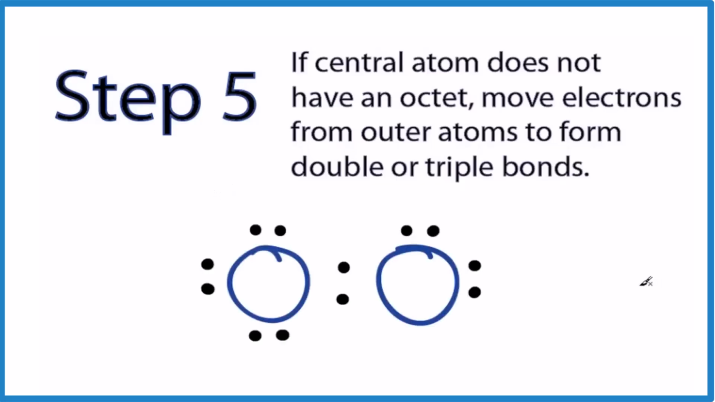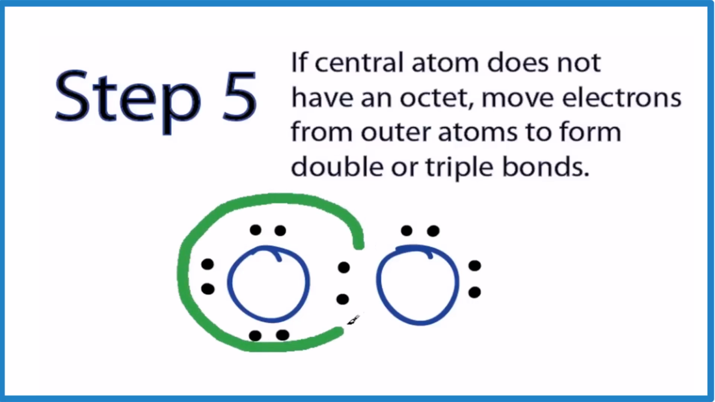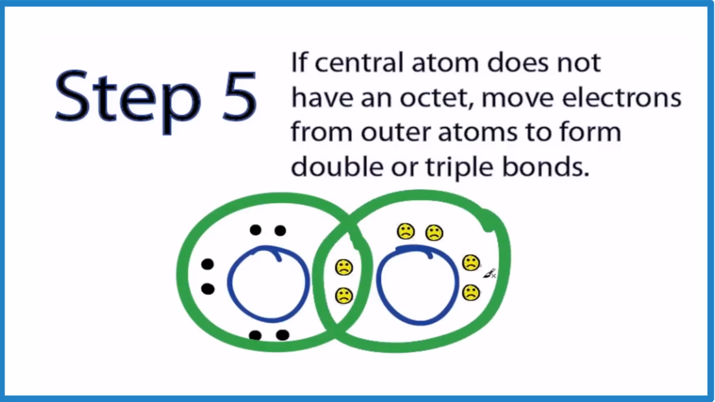So for O2, oxygen, if I follow all the rules, I count the valence electrons, I have 12, and if I put a bond between the atoms and then fill the outer shell, I end up with the situation where I have an octet for this oxygen, it has 8, but this oxygen only has 6 valence electrons.